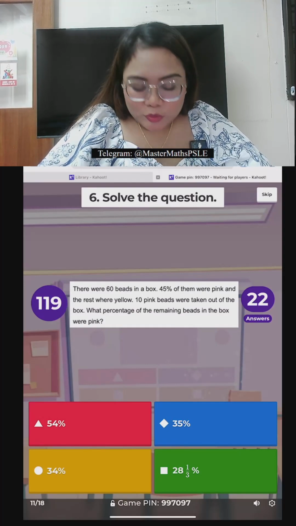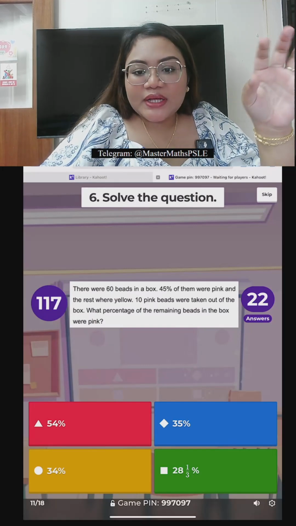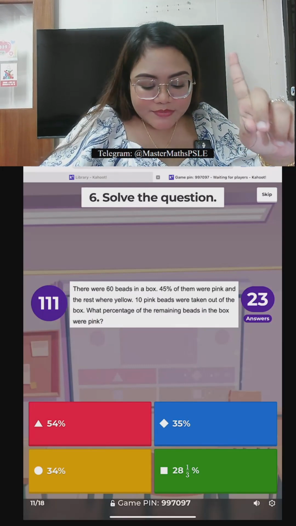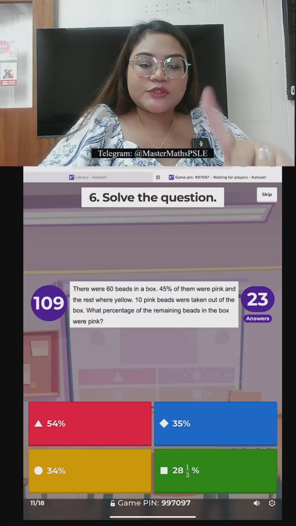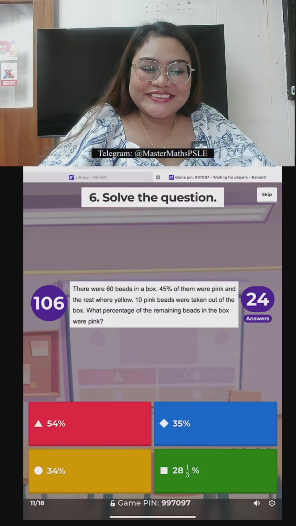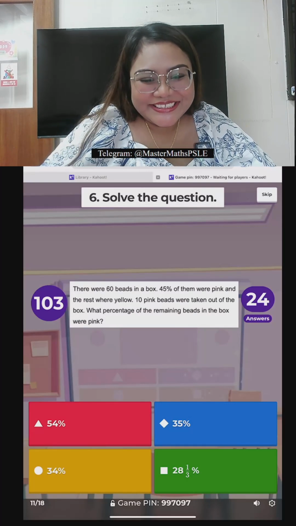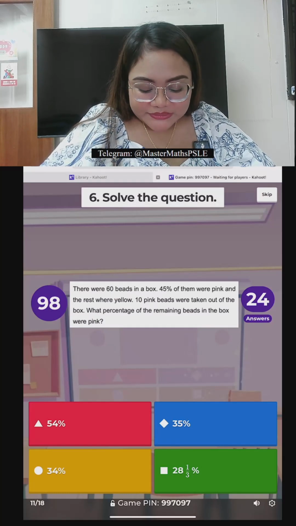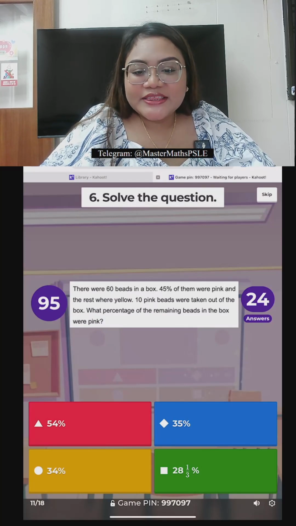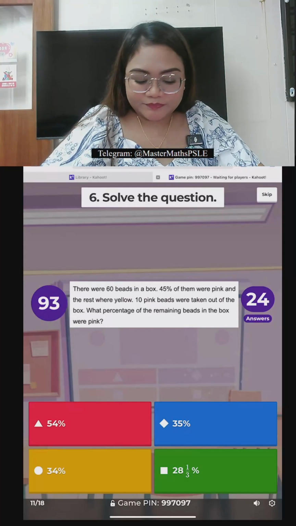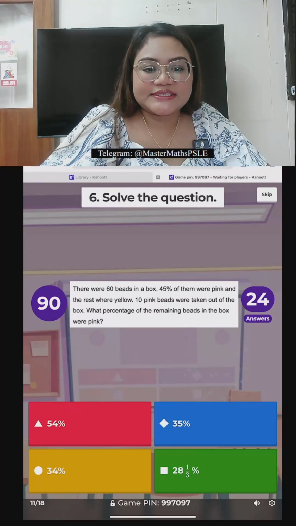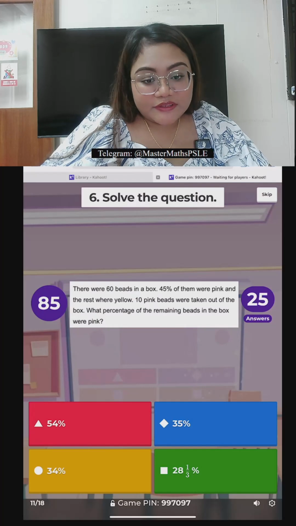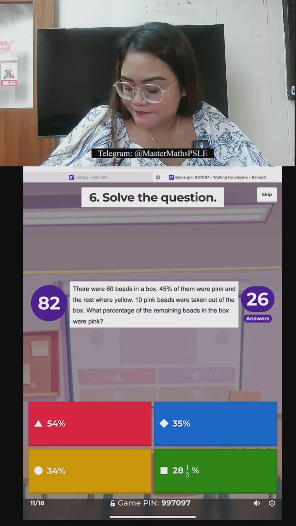For those of you who don't know how to solve, I give you a hint, okay? We are told that there were 60 beads in the box, right? 45% of them were pink. Since later on we want to find pink, your first step is to go and find the number of pink beads first, before finding the rest. Since it's 45% of 60, that will be your first step.